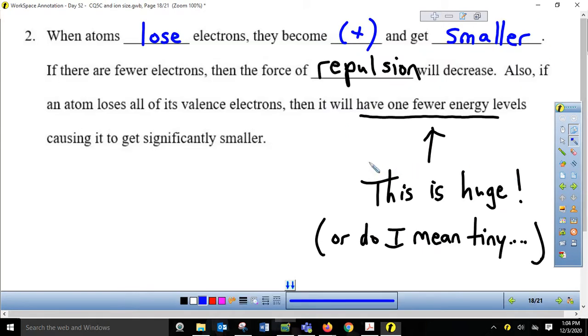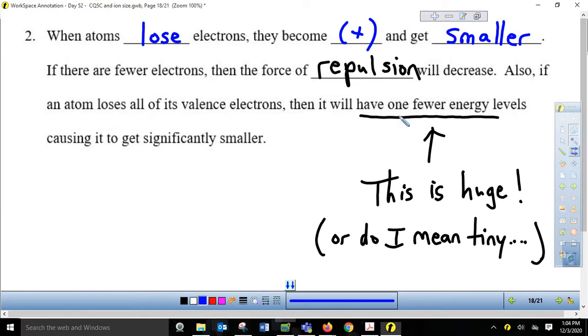All right, number 2, B2, notes. When atoms lose electrons, they will become positively charged. And as a result, they will get smaller. There's a big reason here. One thing is there's fewer electrons. There's fewer electrons, there's going to be fewer negative charges repelling each other, and so the electrons can get a little bit closer together.